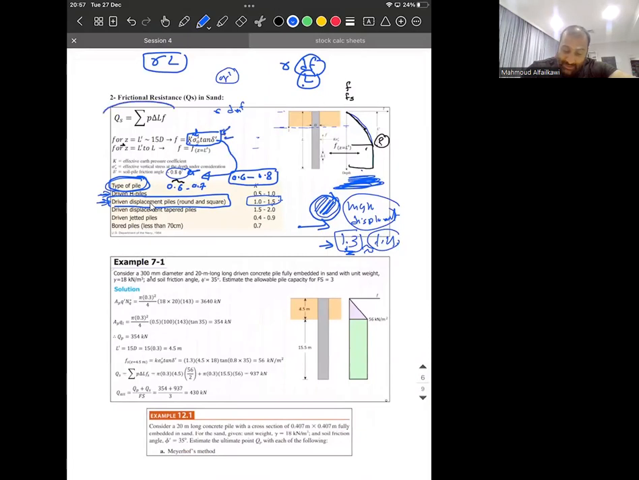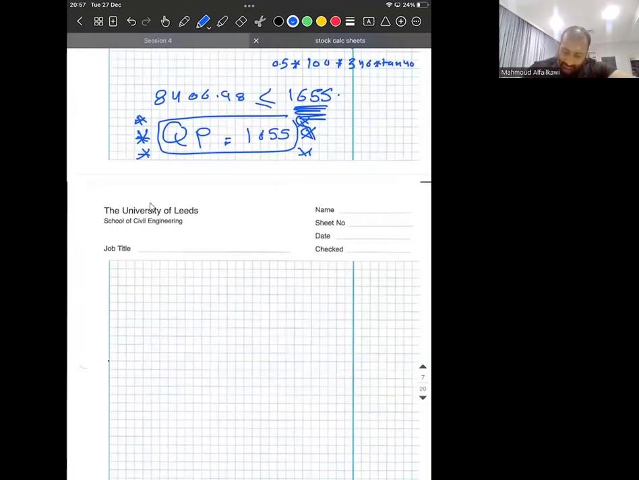And if you see the Q_s formula, it's going to be a summation over multiple layers. Every layer has its own f_s, and therefore you have to calculate Q_s there, which is the perimeter times the length of the layer multiplied by f_s, which is the thing that's going to change. So now I'm going to write Q_s equals the summation of p delta L f, where f equals K naught sigma tan delta.